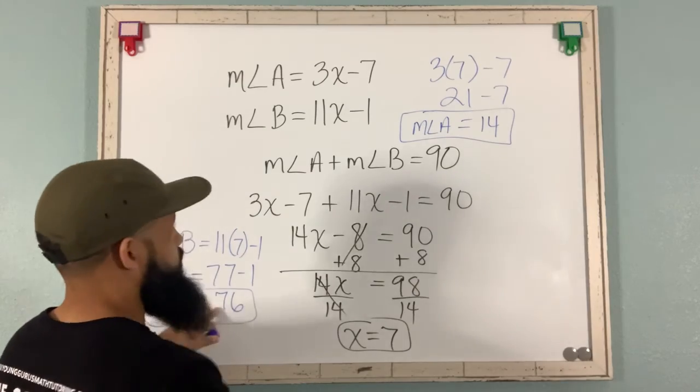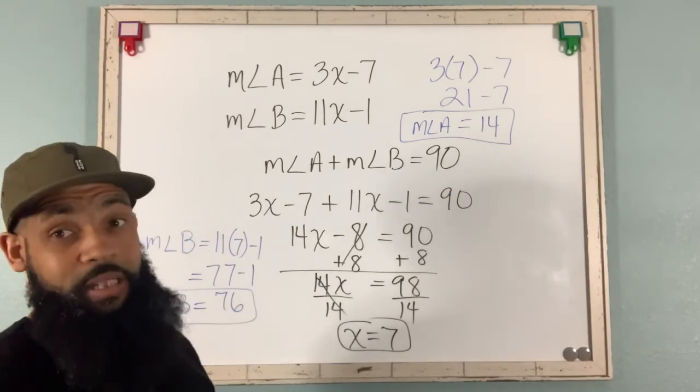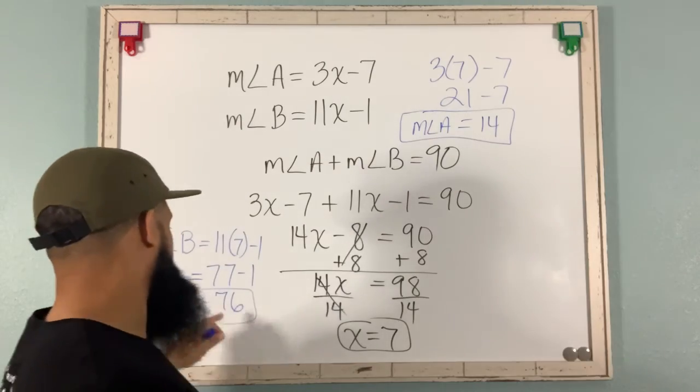Well, 76 plus 14 does equal 90. So now we know the measure of angle A is 14. The measure of angle B equals 76.